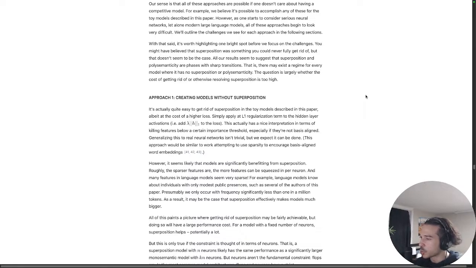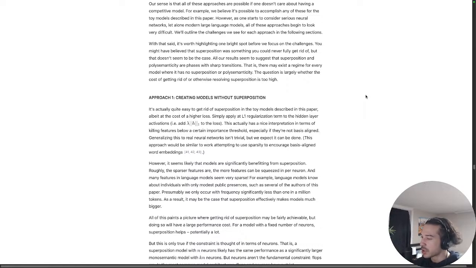This approach would be similar to work attempting to use sparsity to encourage basis-aligned word embeddings. However, it seems likely that models are significantly benefiting from superposition. Roughly, the sparser features are, the more features can be squeezed in per neuron, and many features in language models seem very sparse. For example, language models know about individuals with only modest public presences, such as several of the authors of this paper. Presumably, we only occur with frequencies significantly less than 1 in a million tokens. As a result, it may be the case that superposition effectively makes models much bigger.